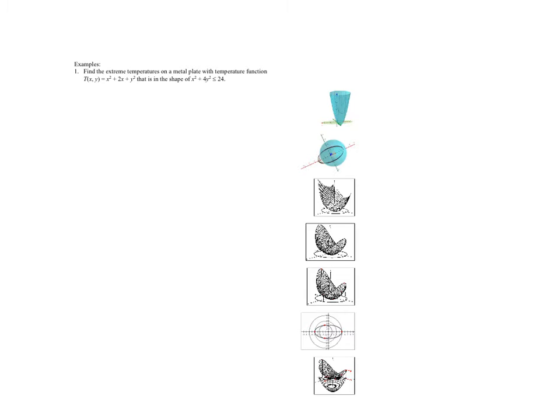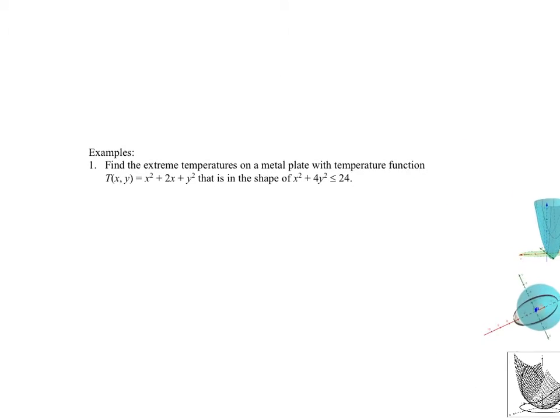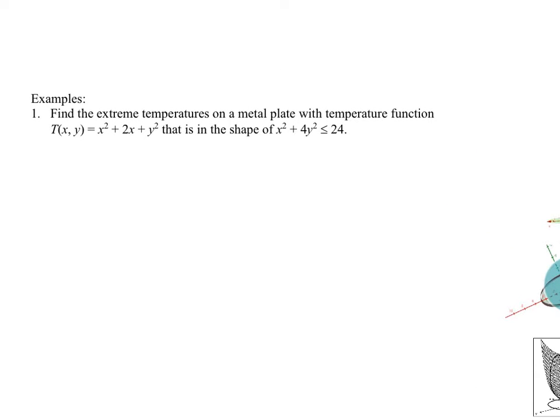So what we want are the extreme temperatures on a metal plate with temperature function given, all right? It's kind of weird to think about, but this is going to start to give us a sense of how moving into the fourth dimension is going to work, because we have a function in terms of x and y, that's the temperature function, and they're telling us that we have that metal plate in the shape. Now, you might not be as up to snuff on your pre-calc, and the reality is you don't really need to know that that is in the shape of an ellipse, right?